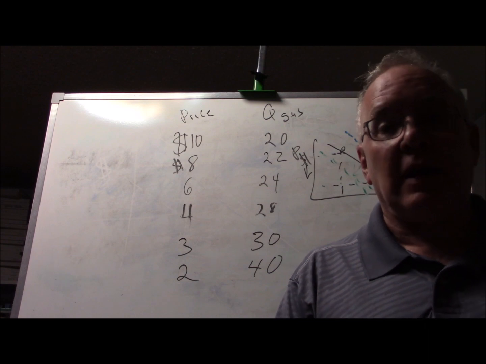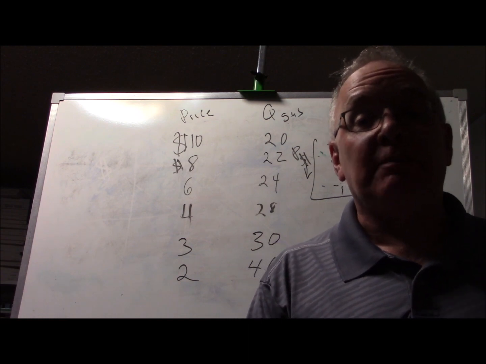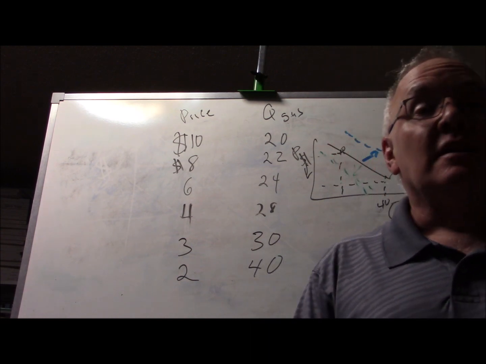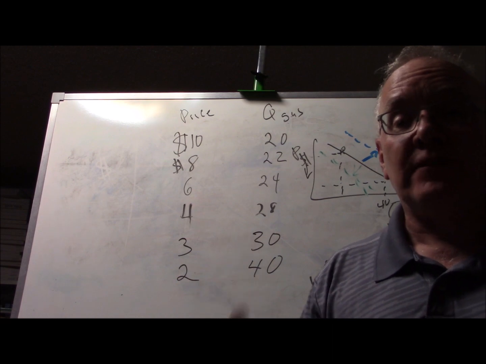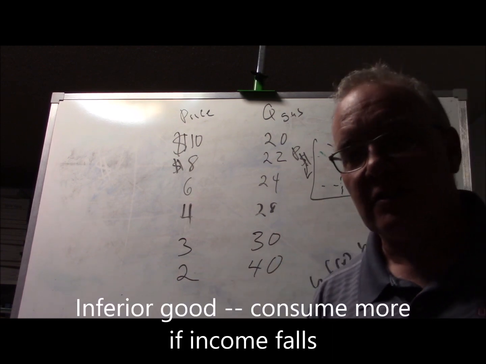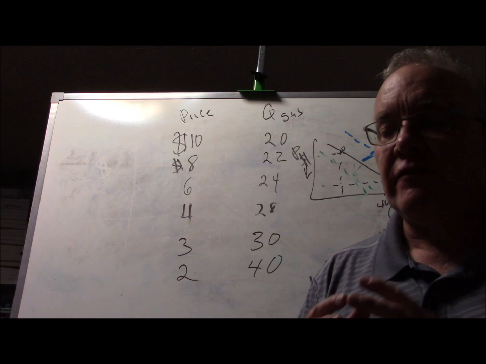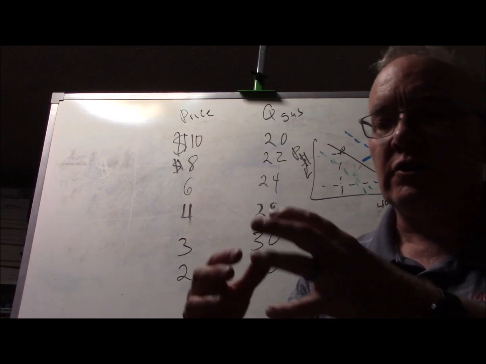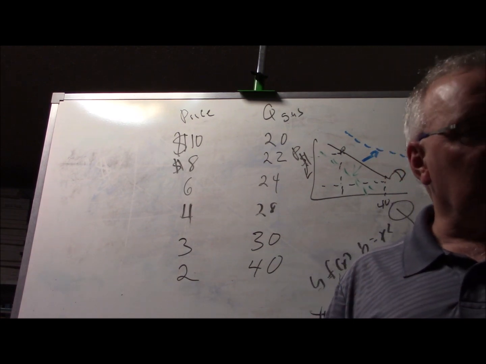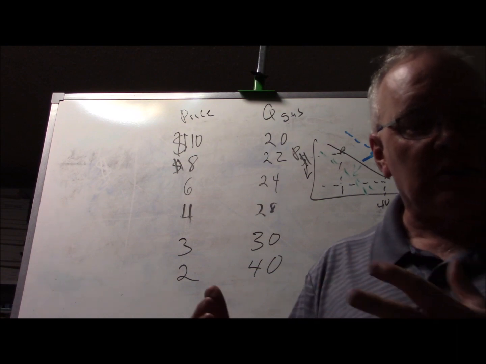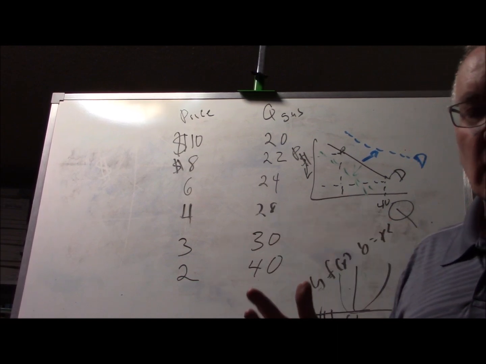Then tragedy struck. The bank merged, and I got laid off. And my income plummeted. And suddenly I'm eating a lot of peanut butter and jelly sandwiches, and this is not a joke. So I consumed a lot more peanut butter and jelly after my income fell. If your income falls and you consume more of a good, we're going to call that an inferior good. An inferior good is a good where when your income falls, you consume more of it, and when your income rises, you consume less of it. While most goods are normal goods, where you increase your consumption when your income goes up and decrease it when your income goes down. So a change in income will shift the demand curve.